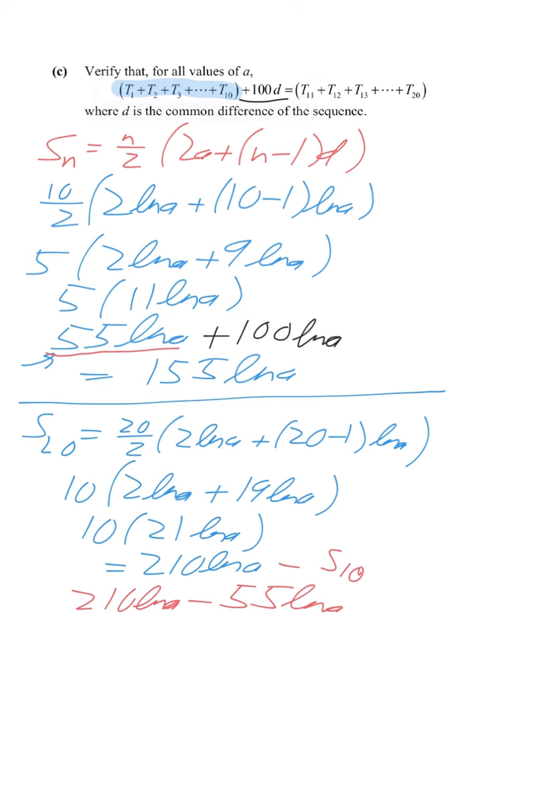And when we do 210 minus 55, that gives us 155 ln a. So we can see there that they are the same. So we have verified it.